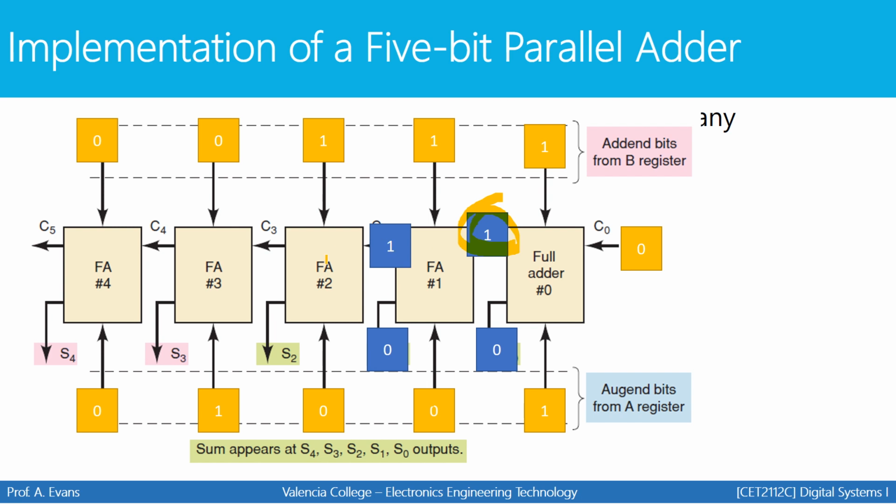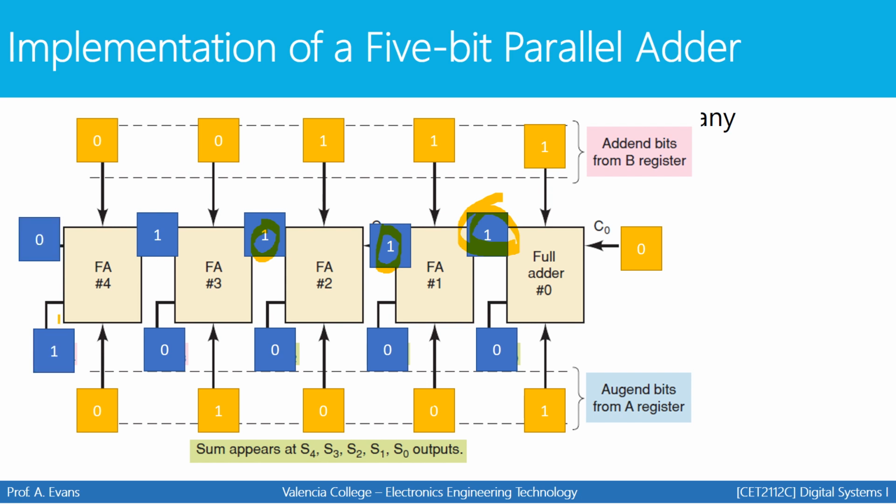The next full adder will do the same thing, and we'll go 1 plus 0 plus 1. And you'll get again 0, carry the 1. The next full adder will do 0 plus 1 plus 1. Remember, that's now an input. 0 plus 1 is again 0, carry the 1. The last full adder will do 0 plus 0 plus 1 for a sum of 1 and a final carry of 0. So now we can see that the output of each full adder is shown in blue, and the sum is here at the bottom.